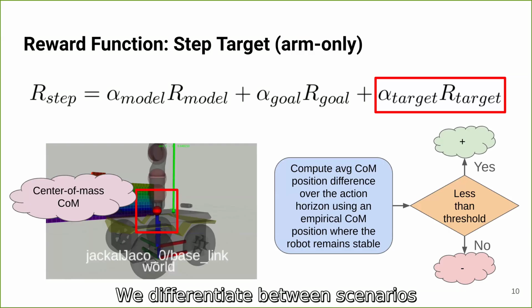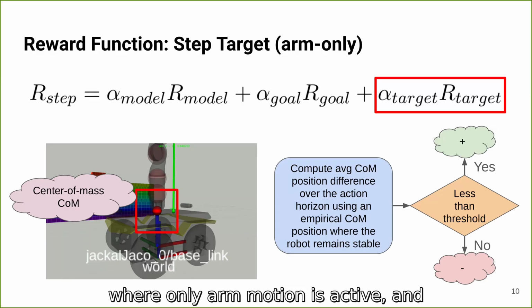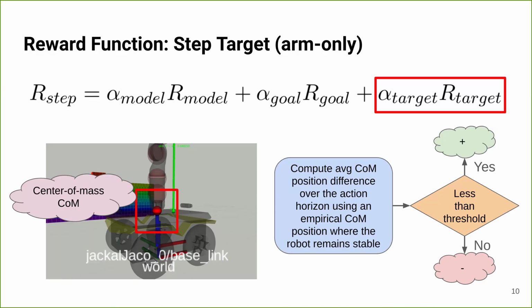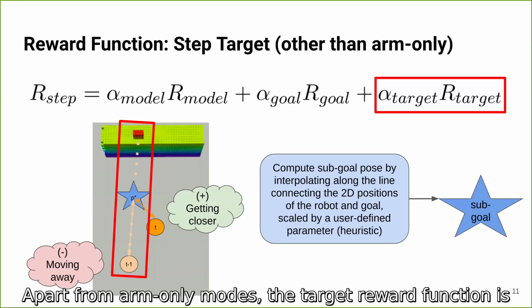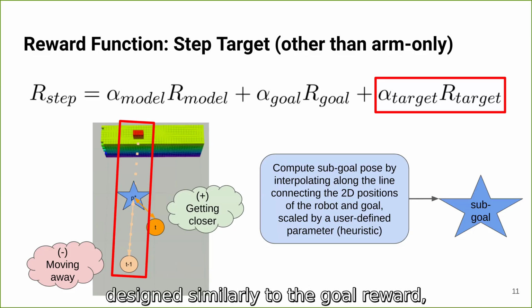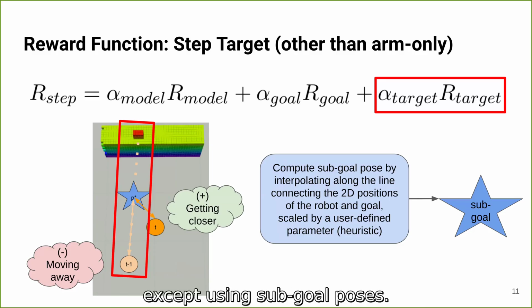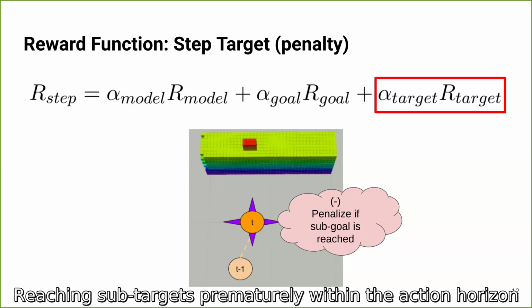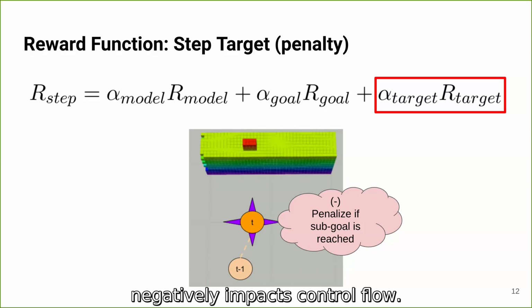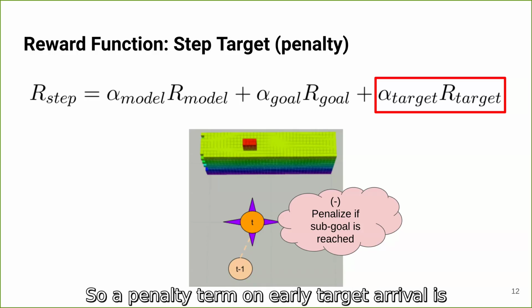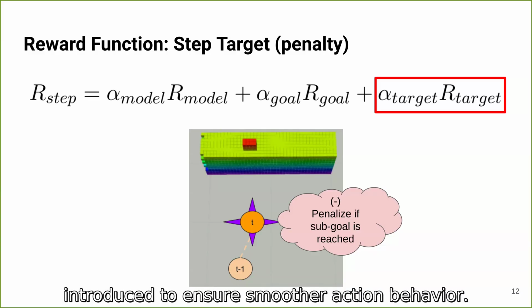We differentiate between scenarios where only arm motion is active and those where the robot base is navigating. Apart from arm-only modes, the target reward function is designed similarly to the goal reward, except using sub-goal poses. Reaching sub-targets prematurely within the action horizon negatively impacts control flow, so a penalty term on early target arrival is introduced to ensure smoother action behavior.